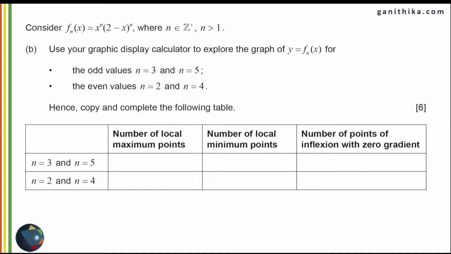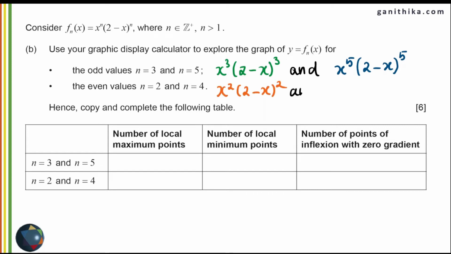So for these two values of n, the functions are going to be x cube times (2 minus x) the whole cube and x to the power 5 times (2 minus x) to the power of 5. And for the other two values of n, it's going to be x square times (2 minus x) the whole square and x to the power 4 times (2 minus x) to the power of 4. So these are the four functions you are going to graph on your graphing calculator.